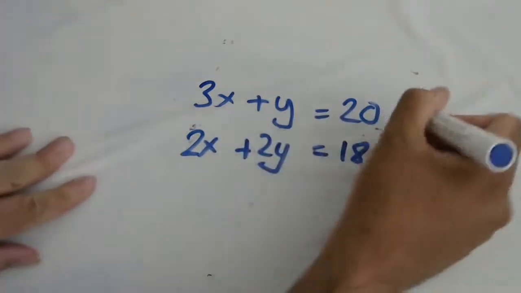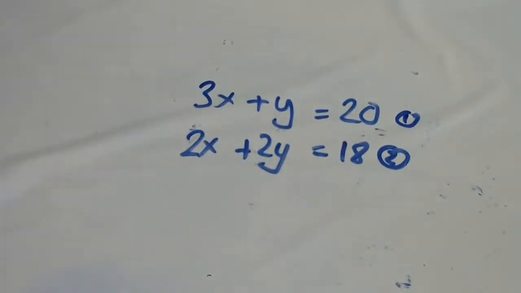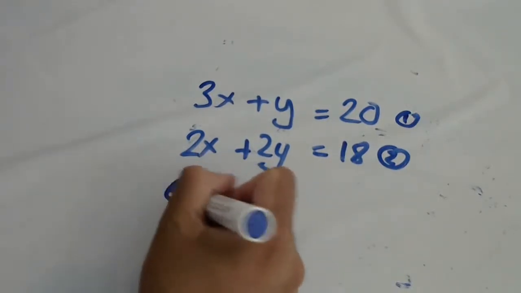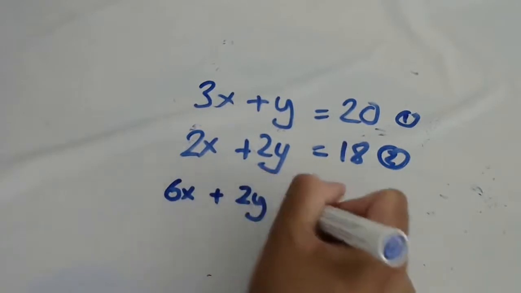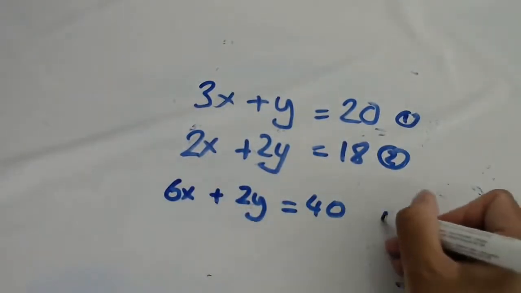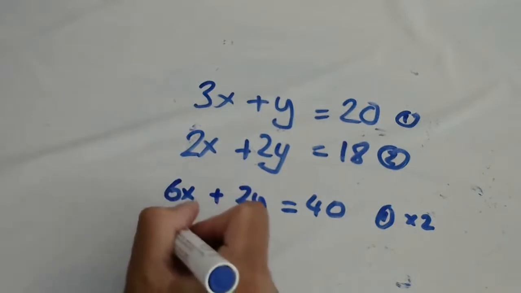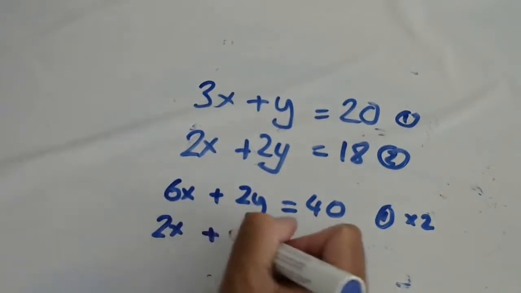So let's call this one equation 1, and this one equation 2. I'm going to multiply equation 1 by 2, so it will now become 6x plus 2y equals 40, all right? This is literally just equation 1 multiplied by 2. And I'm allowed to do that as long as I multiply everything through by the same number.